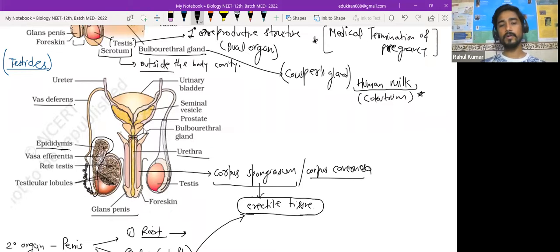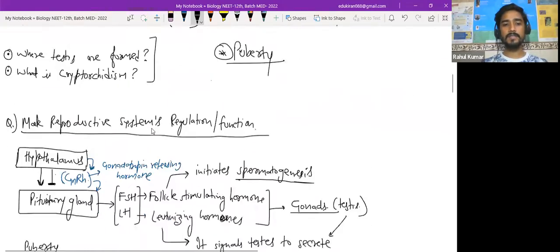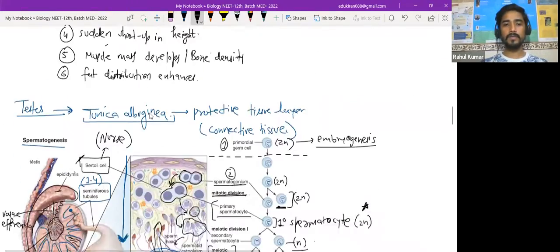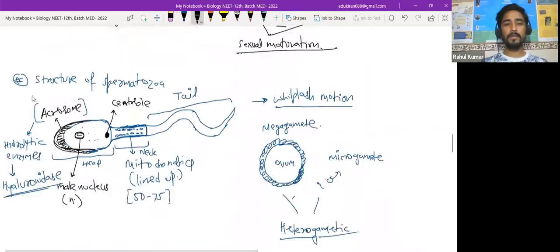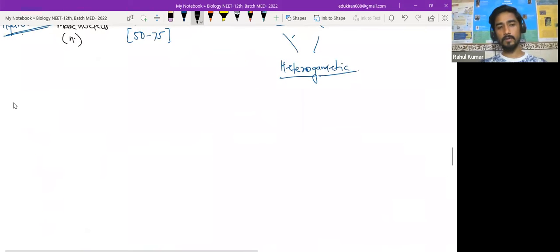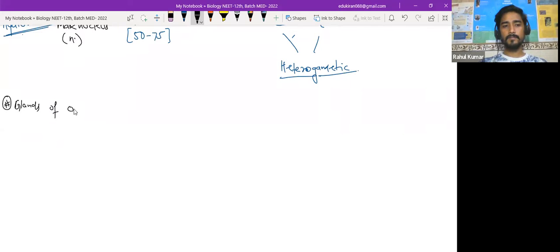NCERT has talked about all these glands and ducts, somewhere in 1 liner, somewhere in 2 liners, but we have to do it. So let's do the ducts and glands in a more elaborate manner. So write down. Let's start today's topic. Let's start with the ducts. Sorry, let's start with the glands first. Glands of the male reproductive system.